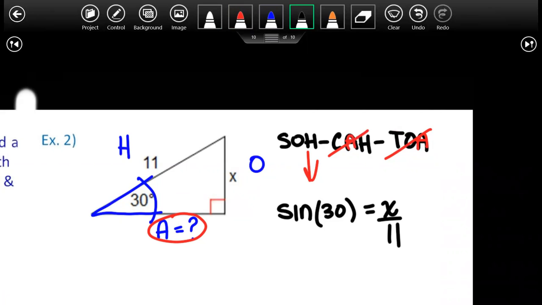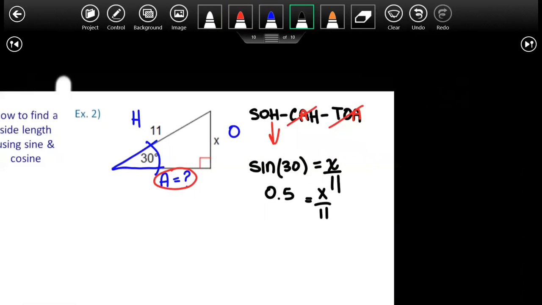When we solved that yesterday, what did I do now? We've got to do the sine of it. So sine of 30. Should be 0.5. Sine of 30 is a nice angle, so it should be 0.5. What do I do from here? Cross multiply. I'm going to get x is equal to 11 times 0.5. 5.5, half of 11.